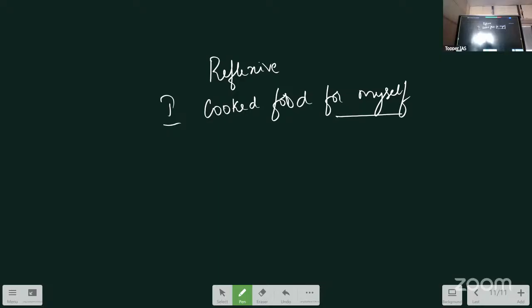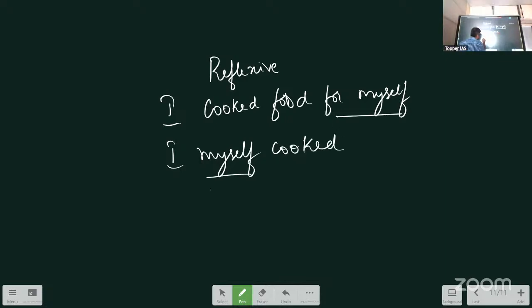Okay. Now you can also write the same sentence like this. I myself cooked. Here a difference. This is called intensive. This is reflexive. This is intensive. Now, what is the meaning of this and what is the meaning of this? Let me see who tells me the answer. Very good. It is emphasizing, meaning I did not take the help of anybody.